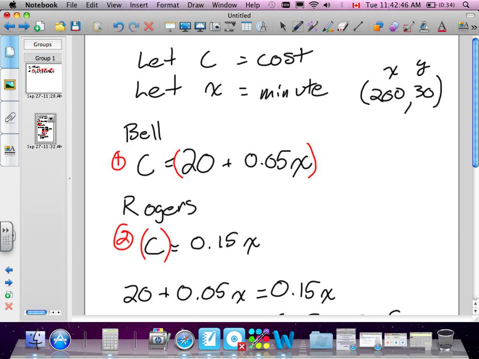So it turns out that if I spend 200 minutes a month on the phone, it's going to cost me $30, and it doesn't matter which plan I use, they'll both be the same. I'm going to extend this question. What if I spent less than 200 minutes on the phone? Which plan is better?